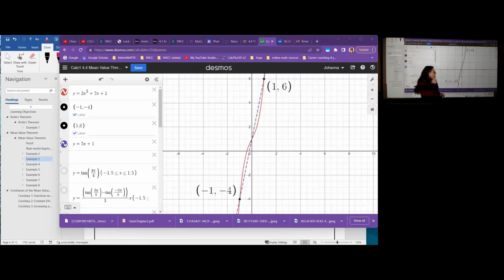I've gone ahead and graphed it for you. So let's look at the graph. You can see that here is our cubic function increasing over its domain. I've plotted the endpoints, -1, -4, and 1, 6. Then I found the equation of the secant line connecting those two endpoints, graphed here in the dashed purple line.